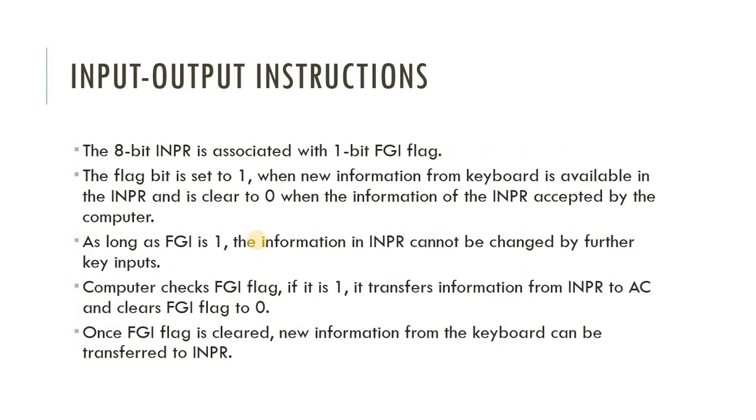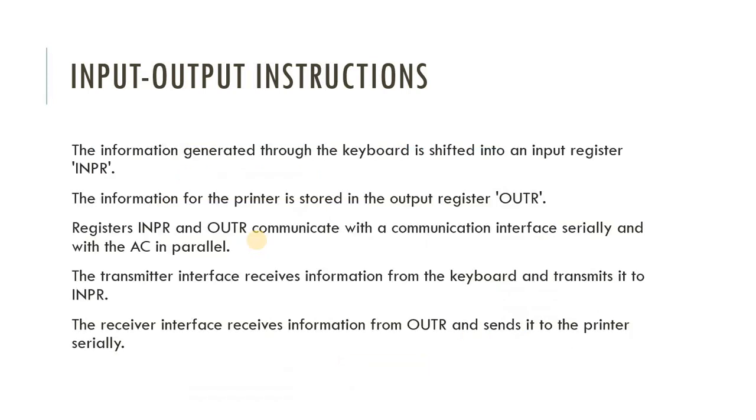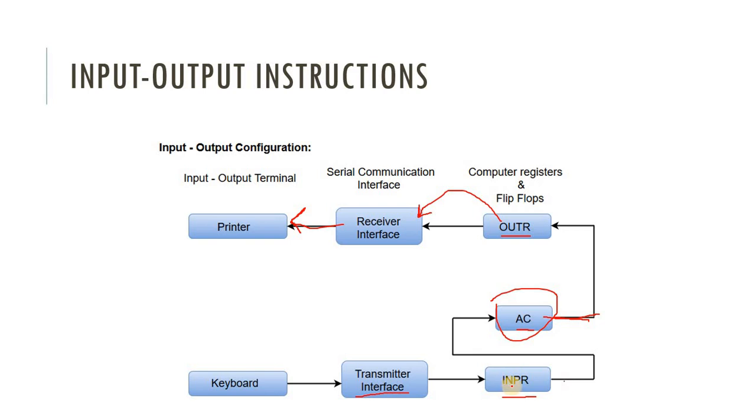Now next is how the internal processes actually work. With this diagram we have seen the complete flow, but what is the actual internal process? Here we already know that our input register is 8 bits. With that input register a 1-bit flag is associated, and that flag is called FGI. FGI means flag of input. So with the input register there is one FGI flag associated.